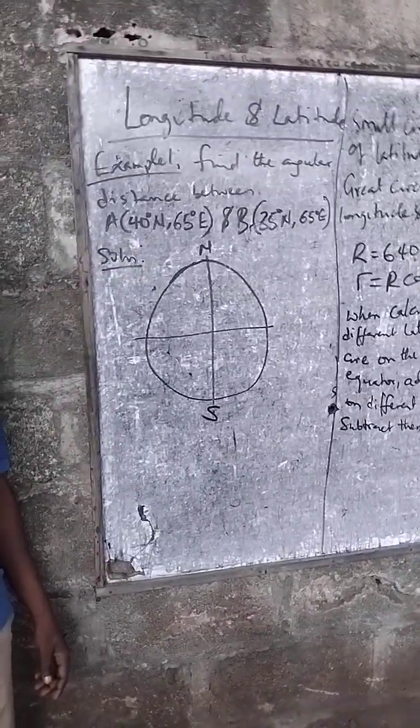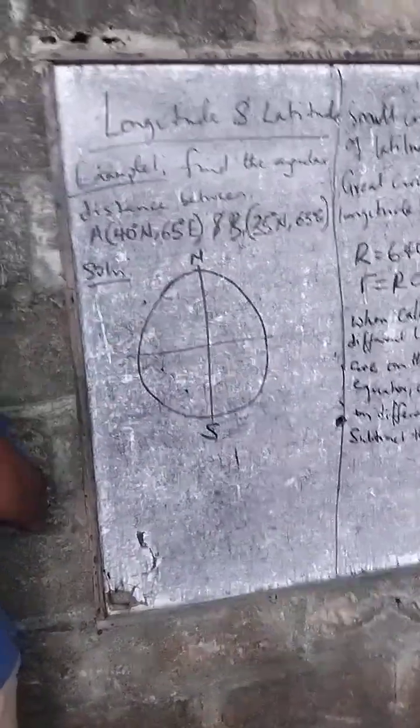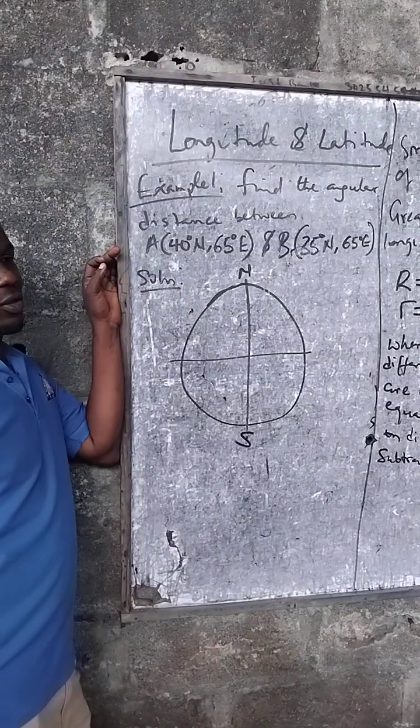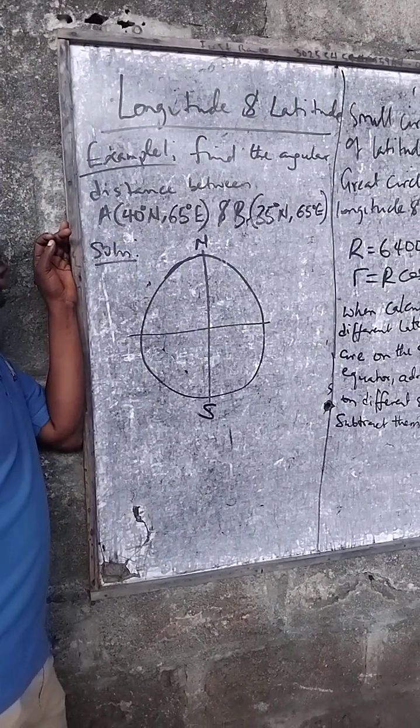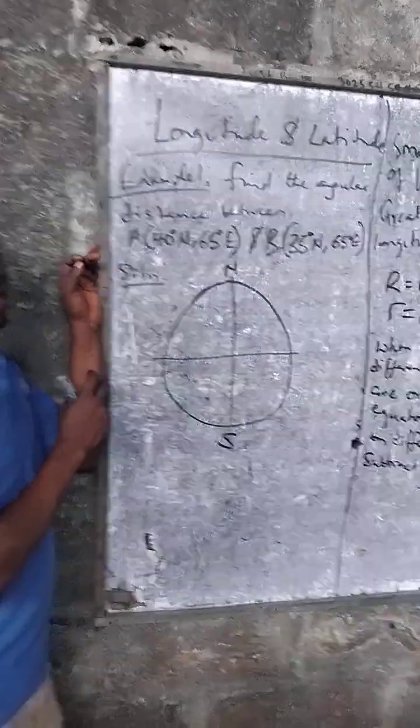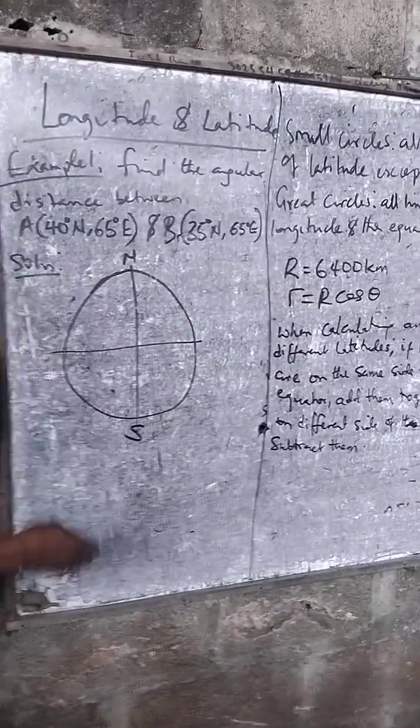Listen, everybody. The question is simple, very simple. Find the angular distance between 2 points. And these are the 2 points. Point A, 40° north. It shows you that the point is northward. They now say 65° east.